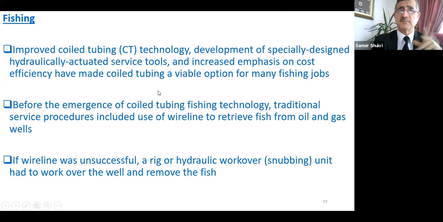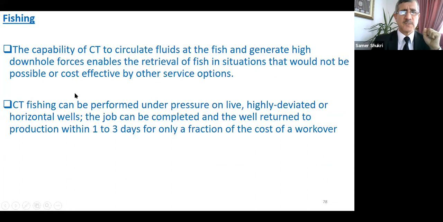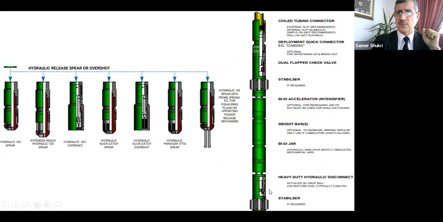We apply up to 40,000 pounds or more sometimes. But with wireline, you cannot go more than 2,000 pounds. So this gives us the ability to work much stronger. You see, all of these are fishing tools also. Jar, we have weight bar. All of these are run with the coiled tubing connector.